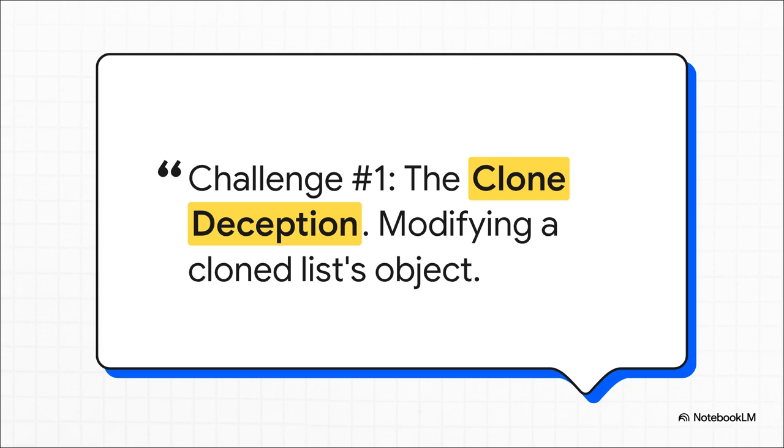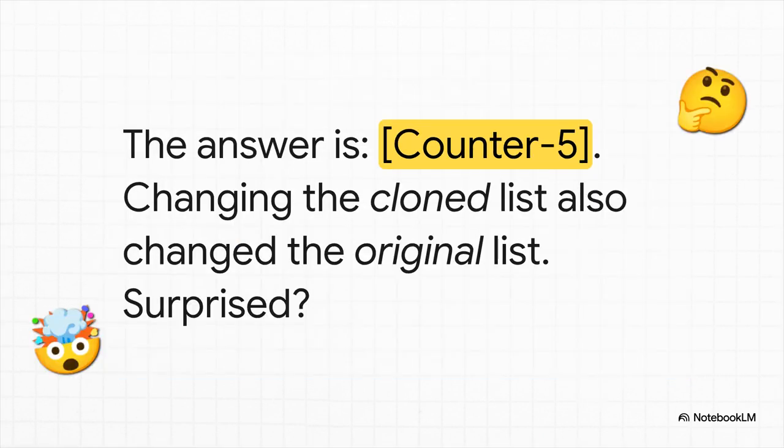All right, check this out. We've got an ArrayList called original. We add a Counter object to it, and that counter has a value of 10. Simple enough. Then we clone the list, creating a new list called cloned. Now here's the kicker. We reach into the cloned list, grab that counter, and change its value to 5. So the big question is, what's the value of the counter back in the original list? And the answer is 5. Yep, that's right. Changing the object in the cloned list somehow changed the one in the original.